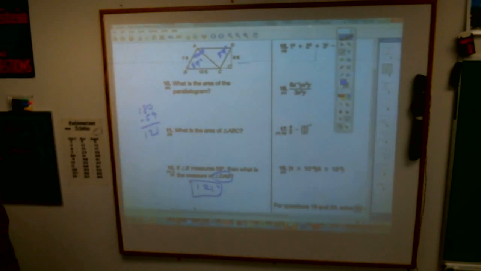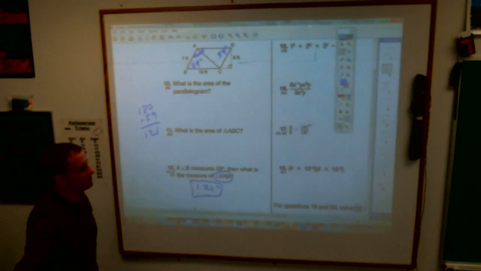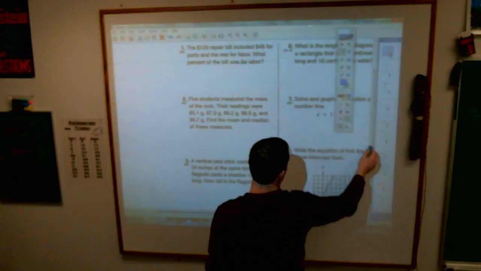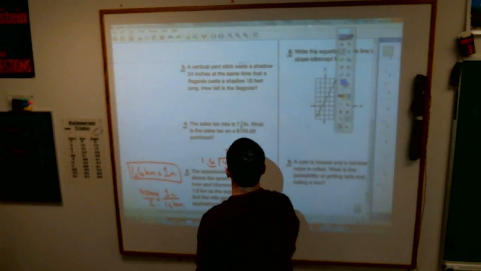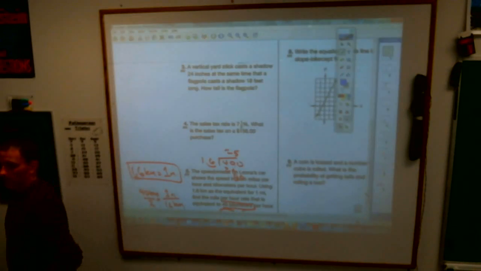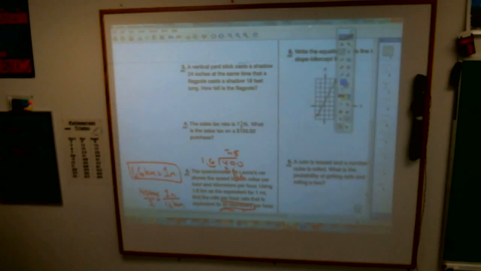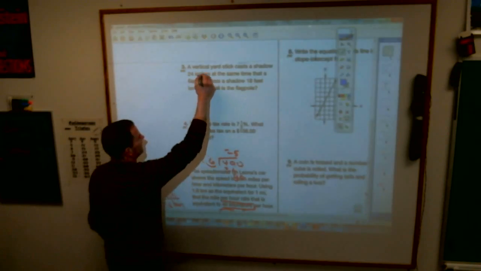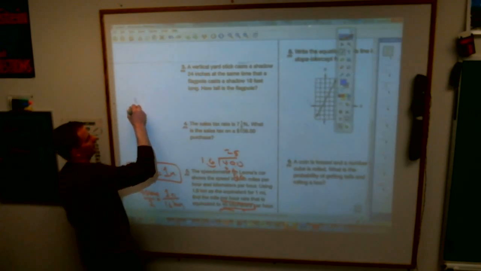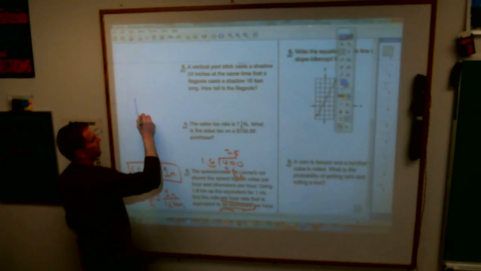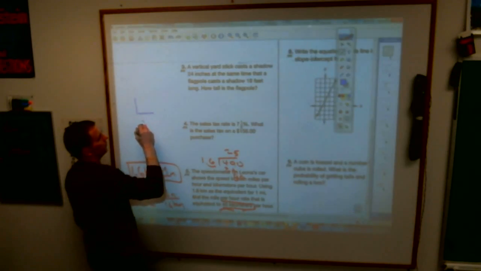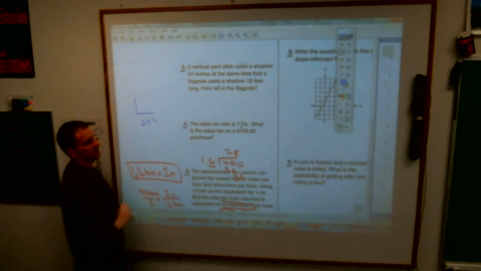Josh? Number three? Vertical yardstick to cast a shadow. What do you have to do for this one, James? Draw some pictures? Did you take our pictures? Yes. All right. And again, I remember talking about this. Here's my yardstick. It cast a 24-inch shadow. How high is my yardstick?